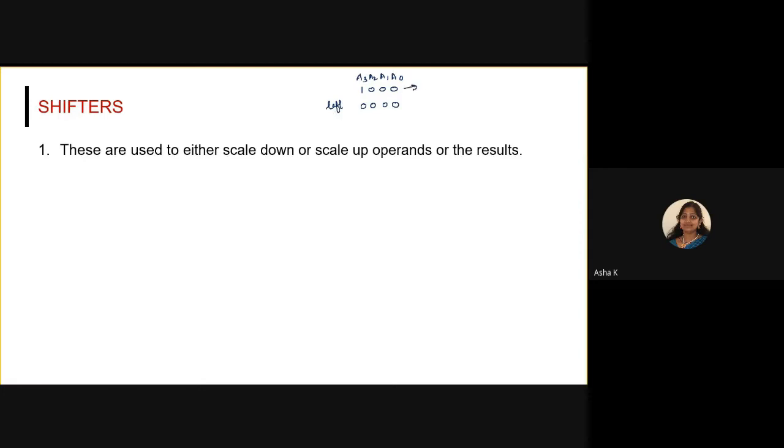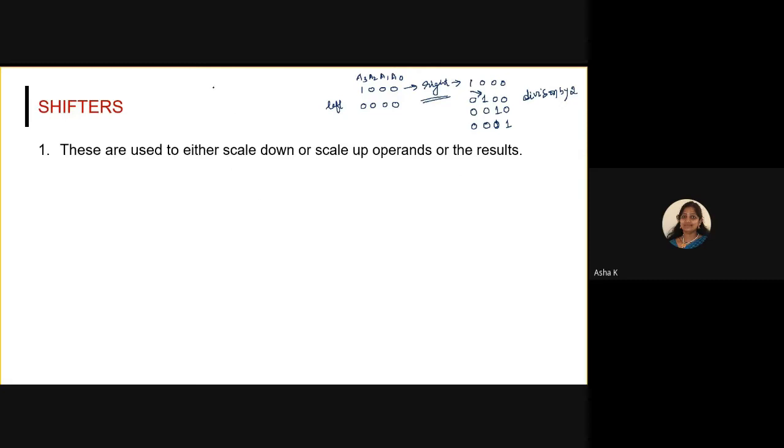Same data, if I perform the right shift operation, what is going to happen? I'm going to get 1, 0 and 0 here. The last 0 will be discarded, and I'll place 0 in the MSB bit. The right shift operation is nothing but division by 2. I am performing the division by 2 operation by considering the right shift operation.